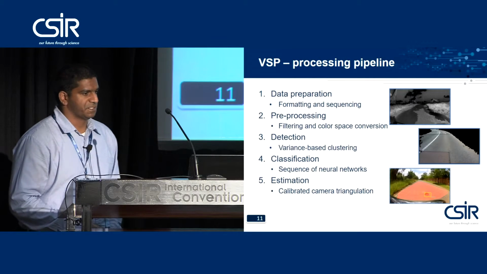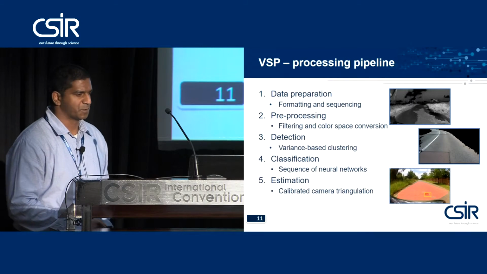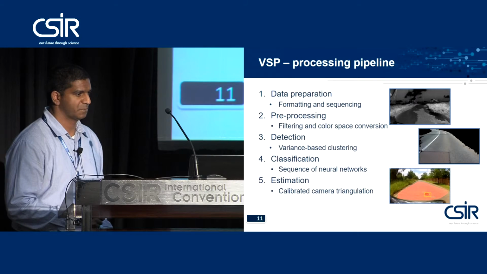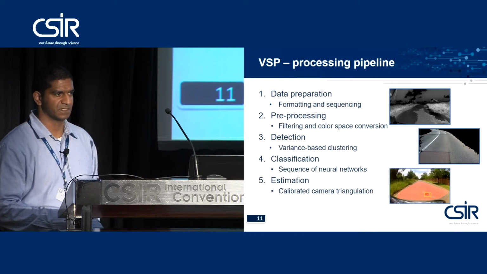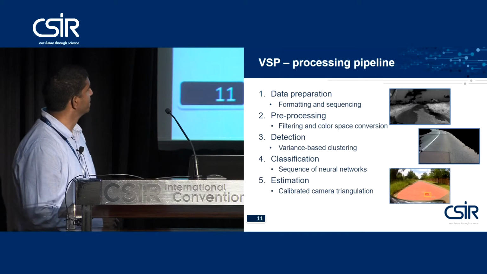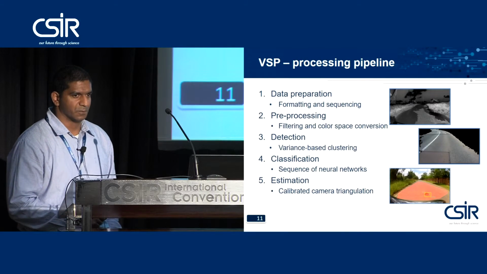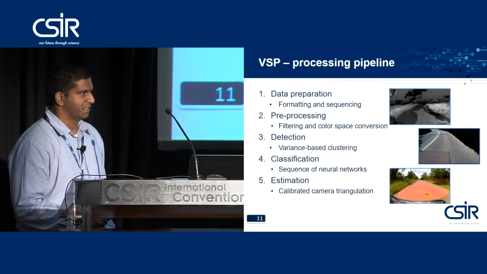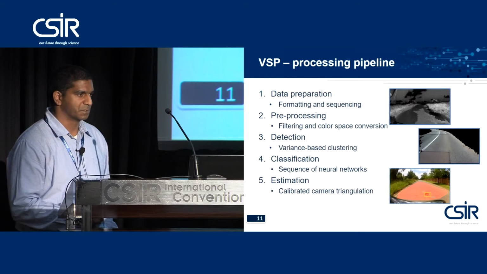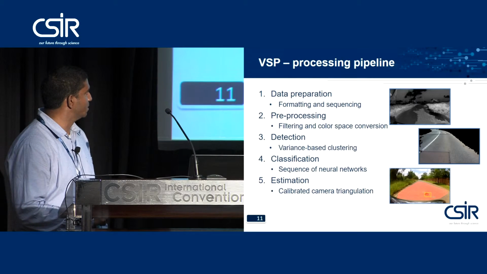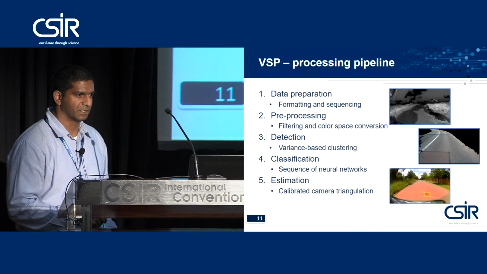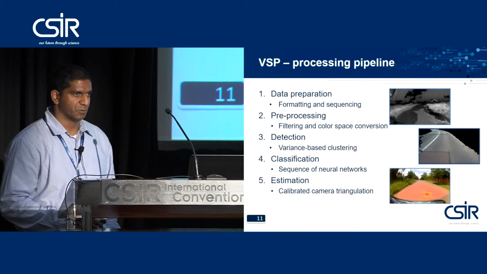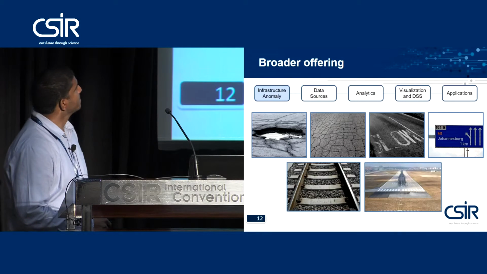Okay, this slide just shows some of the image processing and background processing that's being done. So there's a bit of data preparation, there's some pre-processing, which is basically some filtering and color space segmentation. Then there's some clustering, which is part of the detection algorithms. And then the real detector actually happens with a sequence of neural networks which does some classification for us, and then we use some camera-based triangulation, calibrated cameras, to actually do the estimation itself. I can give you more details on this if you'd like, but later.